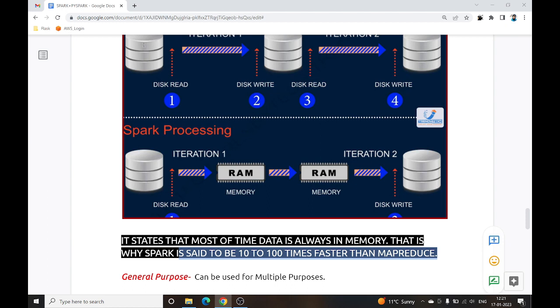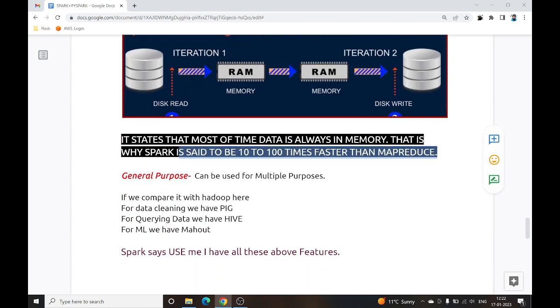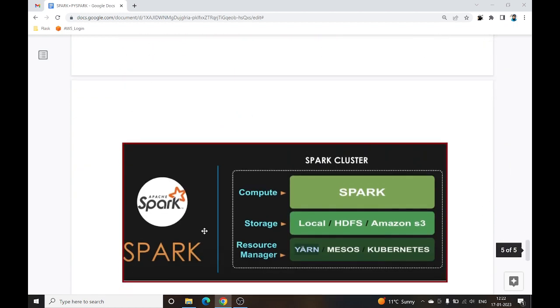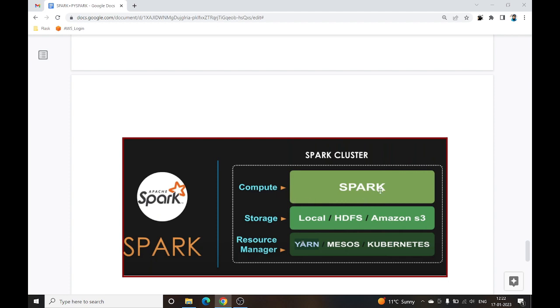I hope you understood the difference between MapReduce and Spark, and why and how Spark is 10 to 100 times faster than MapReduce. Now the third thing is general purpose. General purpose means it can be used for multiple purposes. If we compare with Hadoop, there we have Pig for data cleaning, Hive for querying data, and Mahout for ML, but Spark has all the features. For Spark, the compute engine is Spark, and for storage we have many options: cloud, Amazon S3, HDFS, and the local file system.